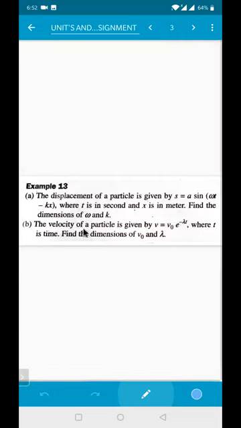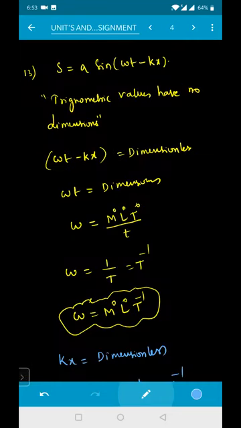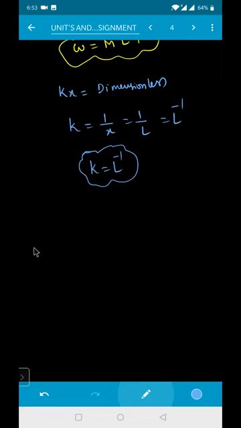He was asking the same only: find the dimension of omega and k. Next question. The velocity of the particle is given by v is equal to v naught exponential to the power of minus lambda into t, where t is time. Find the dimensions of v naught and lambda. E is nothing but exponentials. So you also write here one more term in this one.